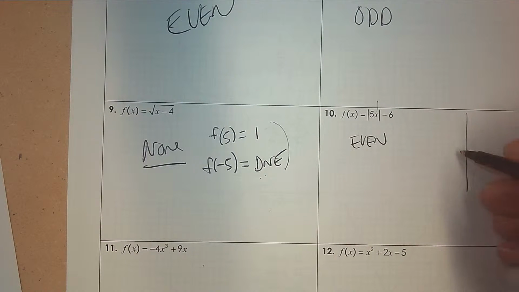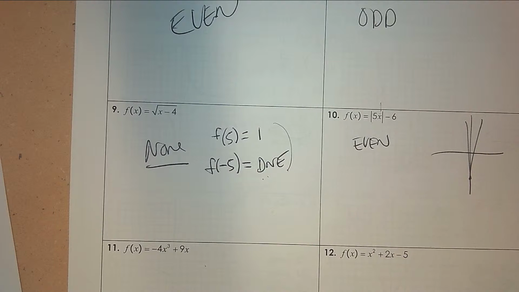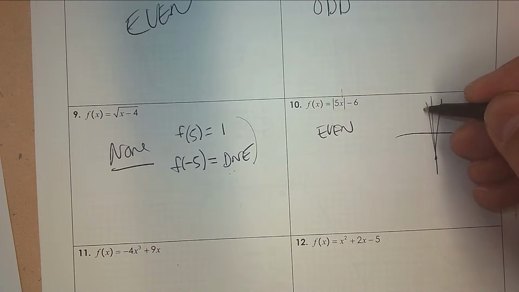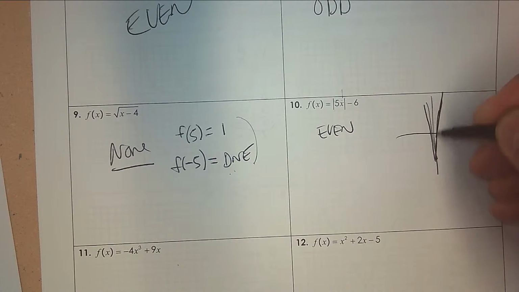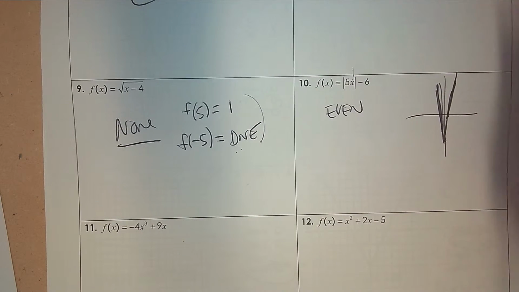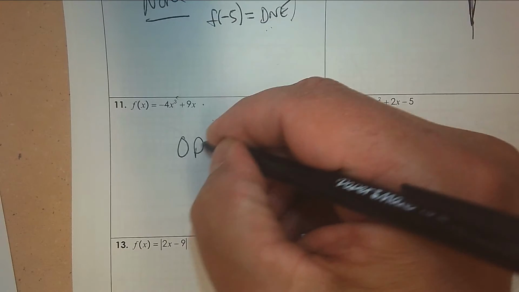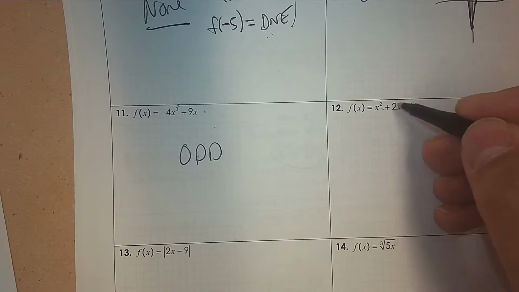Having an idea of the graph where it goes down 6 and it's really skinny looking, kind of that skinny looking v, that's what the 5 does. And it goes down 6, and there's that reflection over the y-axis. Here are two odd exponents, so I clearly see it's odd. Here we have a jambalaya, so it's neither.